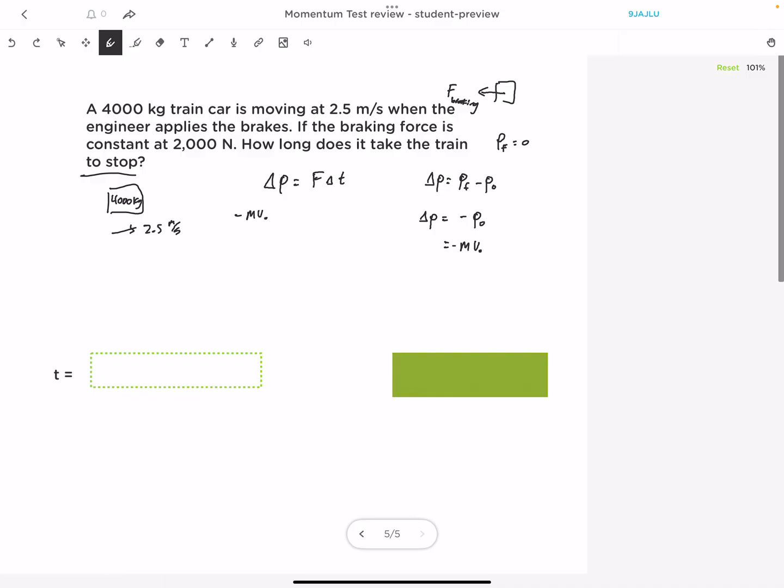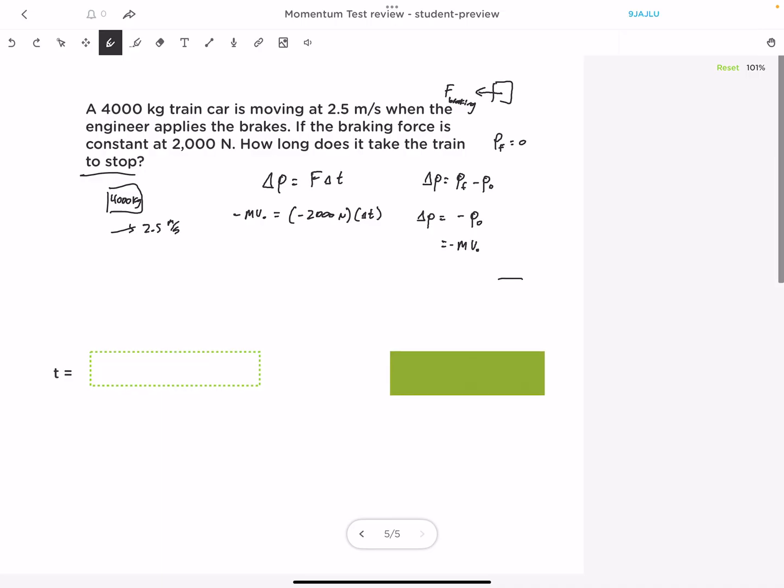Now let's write it out. I have negative m v naught is equal to the braking force, which is 2,000 newtons. I wouldn't fixate so much on the minus sign or the plus sign, but if we want to be thorough, if it's moving at positive 2.5 meters per second, the braking force has to go in the opposite direction, because that's what causes it to decelerate. If it was in the same direction, it would be speeding up, but it's slowing down. So mathematically, if we call that velocity positive, then the force has to be negative, because it's also a vector pointing in the opposite direction. And that is applied for a certain amount of time, which we don't know, so delta t.